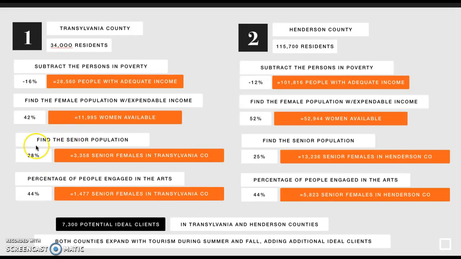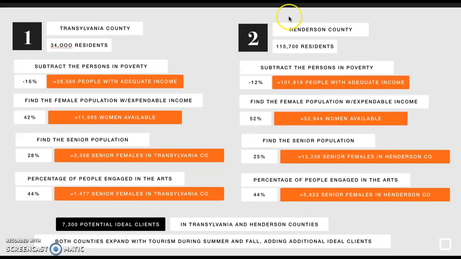And then seniors, if we take 28% of this 11,000, we've got 3,300 seniors. And if you think about 44% of those, based on that study, are going to be interested in attending something that would have to do with the arts. So let's say we have about $1,400 to $1,500 senior females in Transylvania County who are likely to try to take a class such as what I would offer.